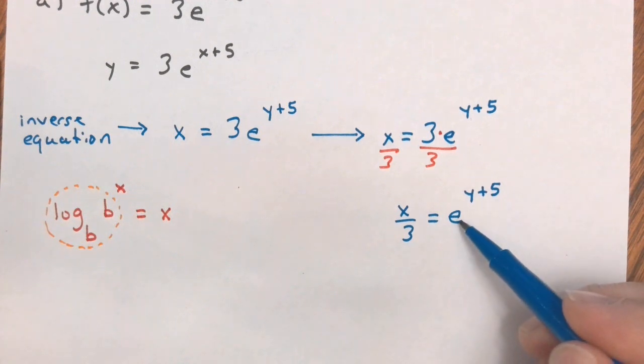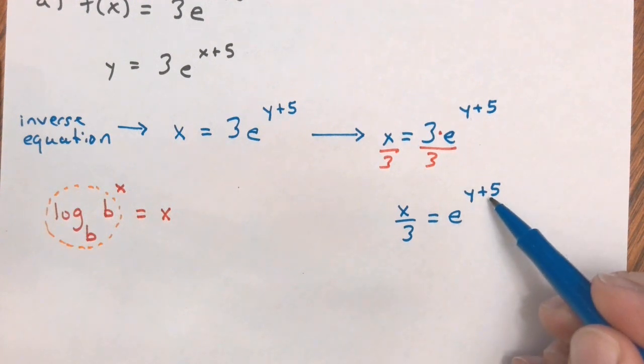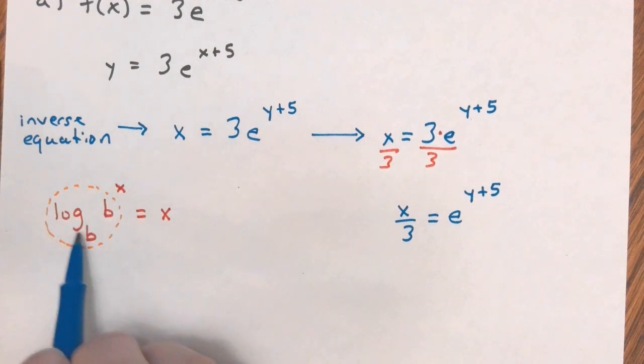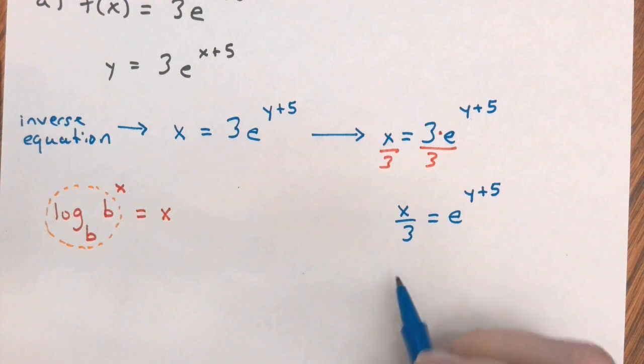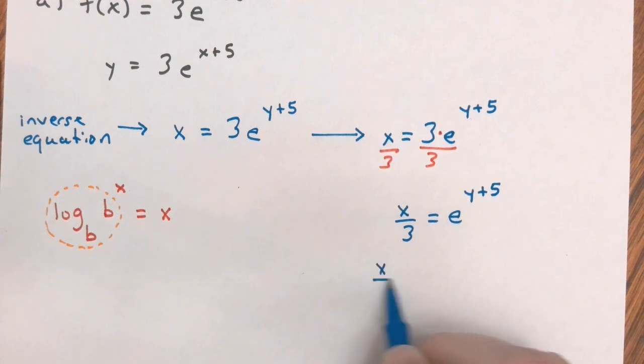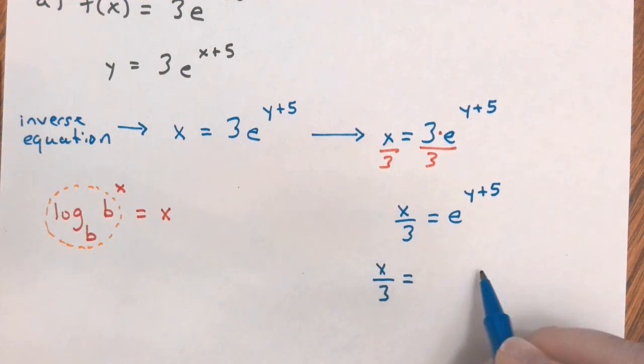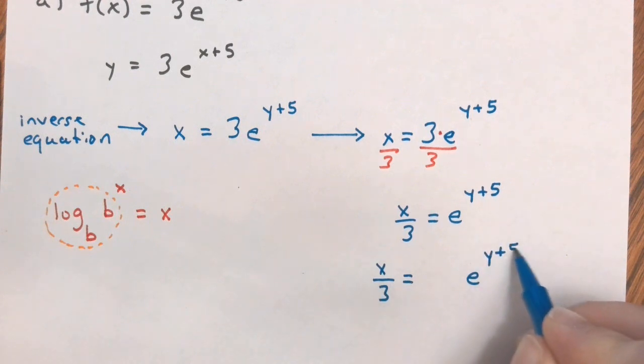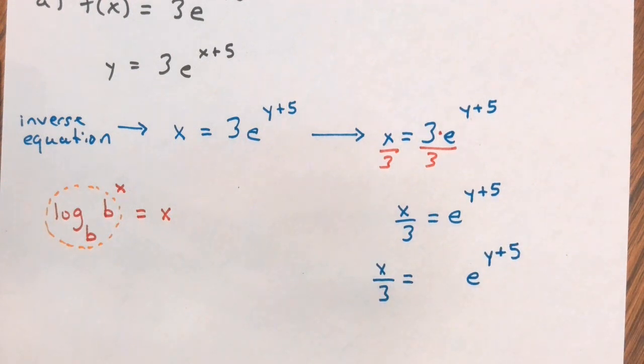I have in this problem e to the y plus 5 power. That's like this b to the x. So what I'd like to have in front of it is a log with the same base. So I'm going to copy this down again here, but I am going to leave a little bit of space in front of each one of these. And what I would like to do on both sides of our equal sign is do a log.